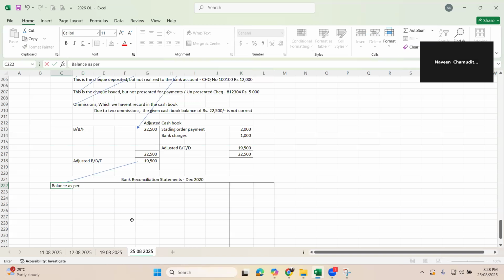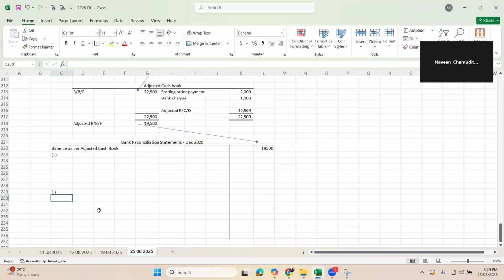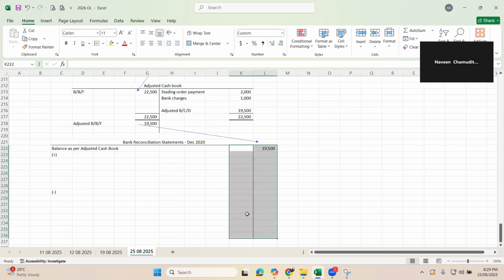So balance as per adjusted cash book. So it came, balance as per the adjusted cash book is 19,500. That means this balance, right? So this is the balance as per adjusted cash book. Then you do the adjustments, pluses and minuses. Then you do the adjustments here. Then finally, once you do the adjustments here, your answer should be here.